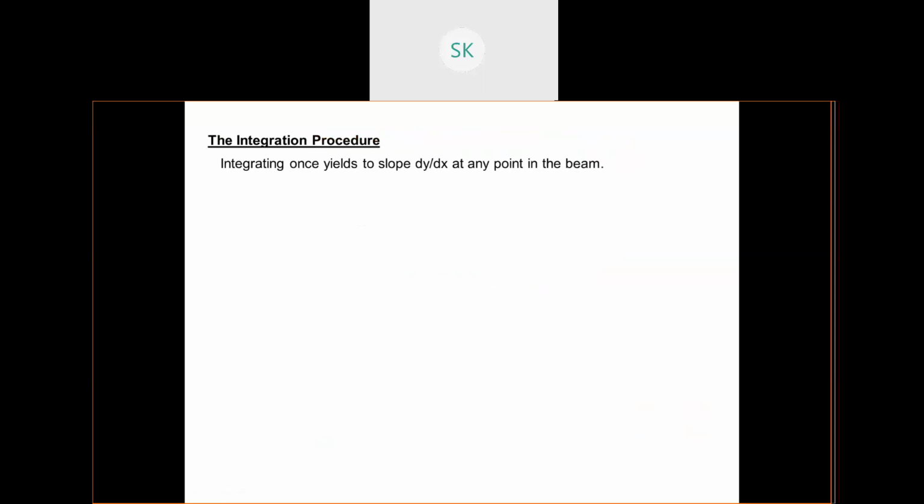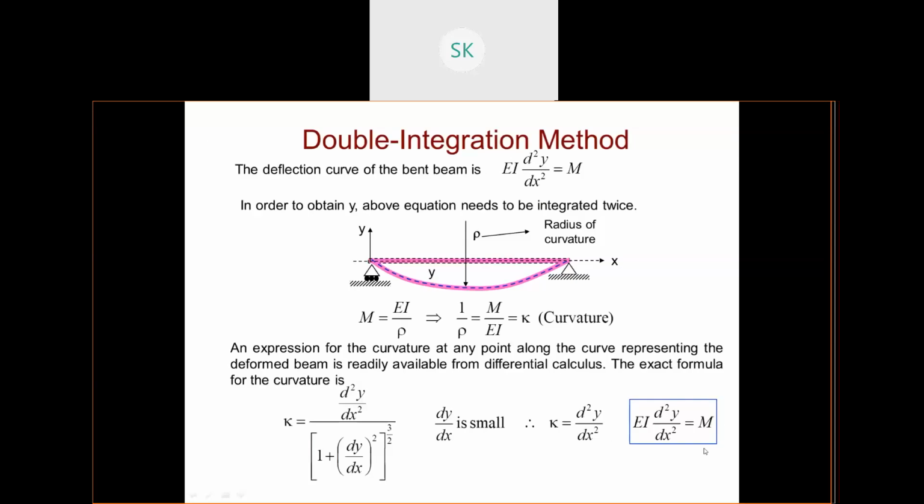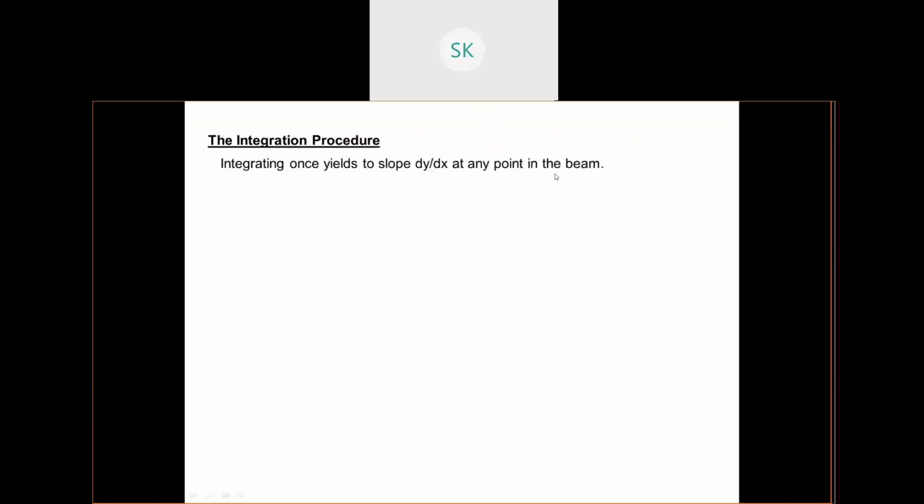So next, the integration procedure. As I've discussed, if you integrate that equation once, you'll get the slope, which is dy by dx at any point in the beam. Then integrating twice yields the deflection y for any value of x. Remember the bending equation, EI d square y by dx square equals M, which has been partially derived from the bending equations we have discussed earlier. If you integrate this once, you will get the slope at any point in the beam, and if you integrate twice, you will get the deflection at any value of x.